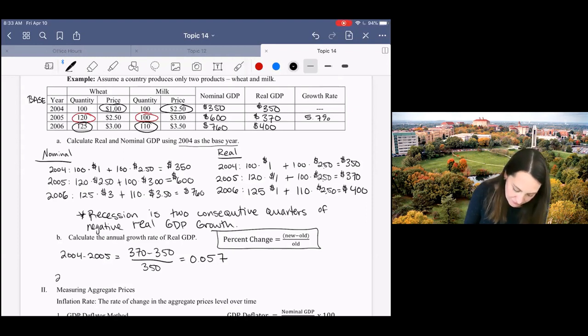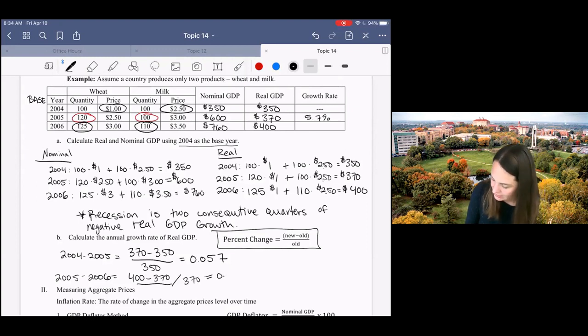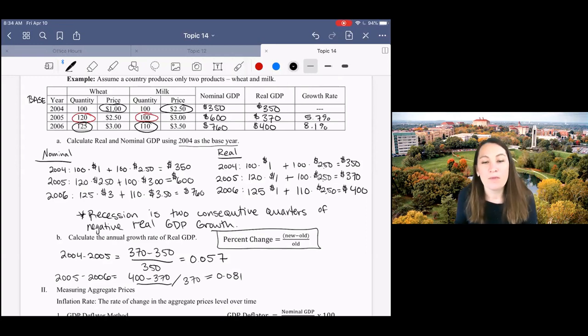All right, and then from 2005 to 2006, we're going to do 400 minus 370 all over 370, and that would give you 0.081. Okay, 8.1%. All right, good. So this is really the end of what we're doing for production.